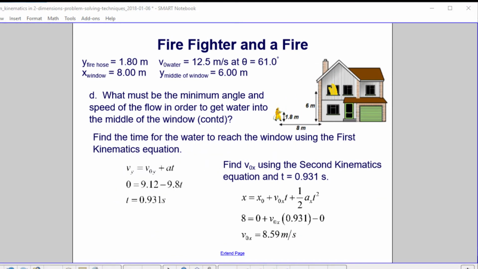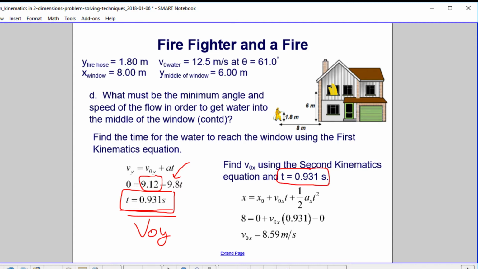The next thing we're going to do is find the time for the water to reach the window using the first kinematics equation. And let's see, over here we're still working in y. We have our initial velocity in the y direction from the previous slide, 9.12. Here's gravity again, and it turns out the water is going to take 0.931 seconds to get there. So we've got v0y. To find the total velocity, what are we missing? Well, v0x. We know the water is going to be in the air 0.931 seconds.